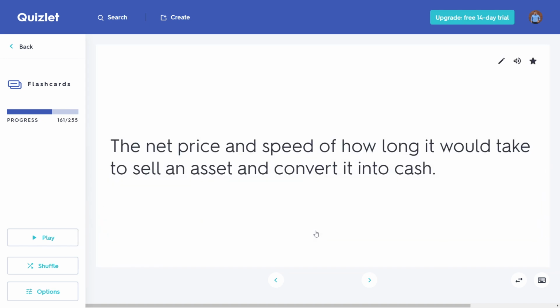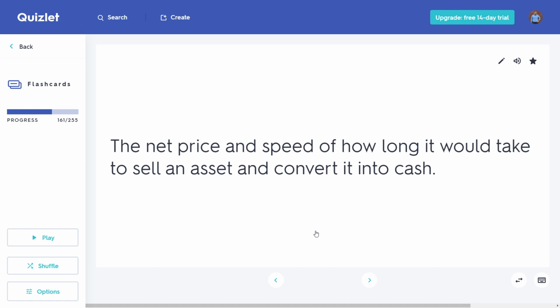Well, liquidity is the net price and speed of how long it would take to sell an asset and convert it to cash. So, when one of your clients is discussing some of their assets and you're trying to figure out how you can convert it into cash so that maybe they can buy another property, you would reference it as how liquid it is. How liquid are their assets?